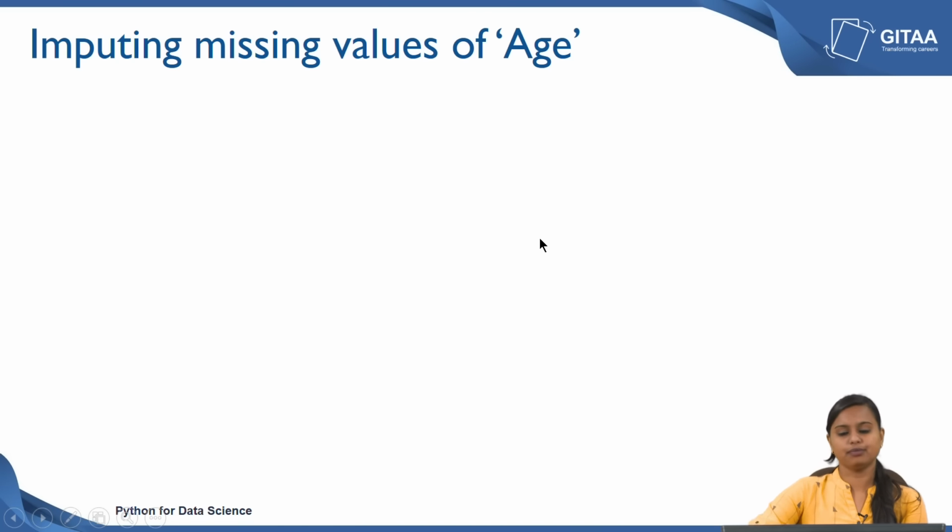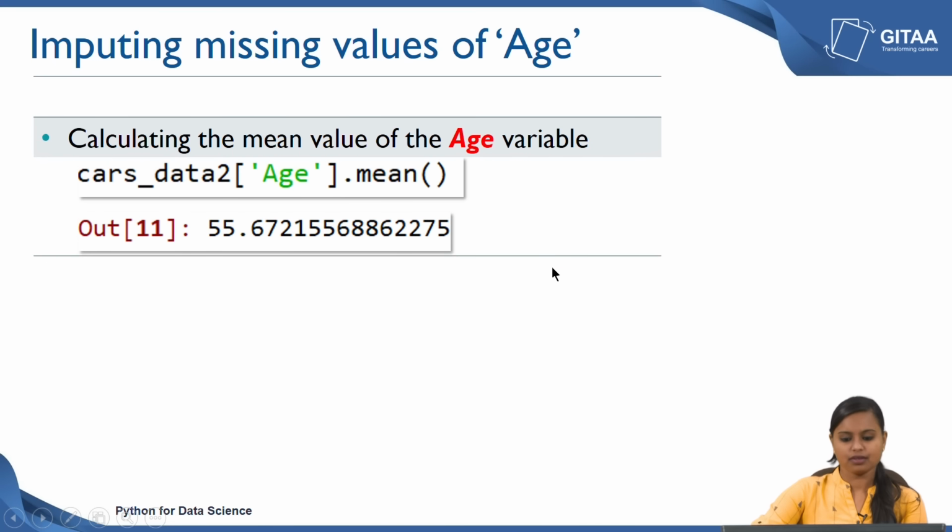So, now let us try to impute the missing values of the age variable. As we know that since there is not much difference between the mean and the median, we are going to impute the age variable with the mean value of it. So, let us calculate the mean value of the age variable by using the mean function, along with the specified variable from the data frame. I am accessing the age variable from cars underscore data 2. Average age of the car turned out to be 56 months old. Now, we are going to use this value to replace all the missing values under the variable age.